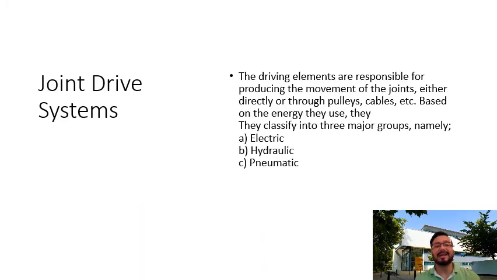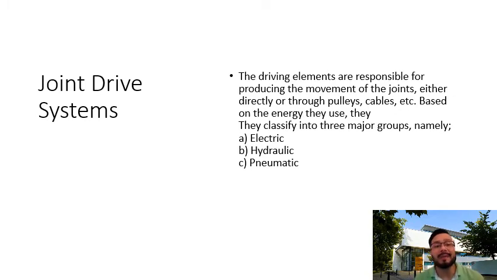Robot joints are actuated using any of 3 types of drive system: electric, hydraulic, or pneumatic. Electric drive systems use electric motors as joint actuators, for example, servo motors or stepper motors. The motors are connected to the joints either using no gear reduction, called direct drive, or with a gear reduction to increase torque or force.